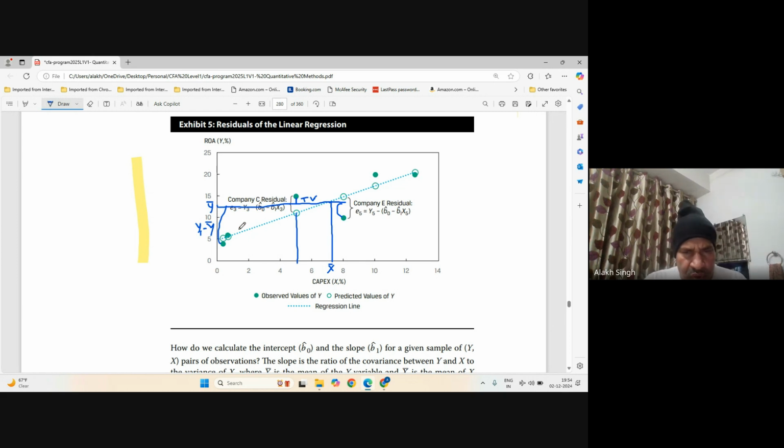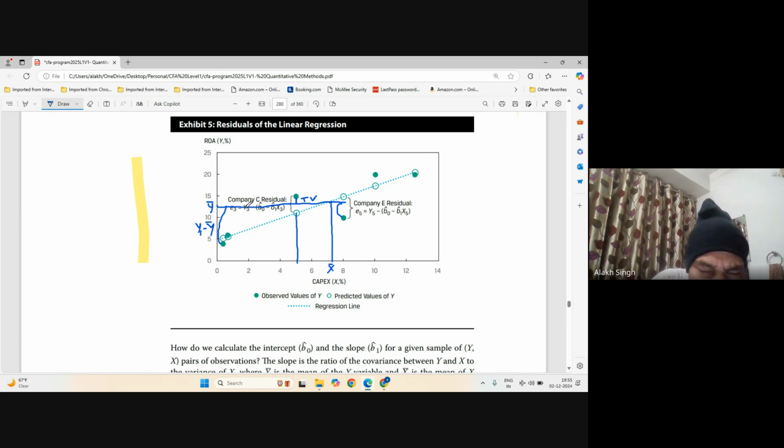So yi minus y bar will explain only one point, and that will be used in estimating B0. So yi minus y bar, xi minus x bar is used for estimating B0. For B1, we estimate this model yi hat. So yi hat minus y bar will give us the slope B1. And error term is yi minus yi hat.